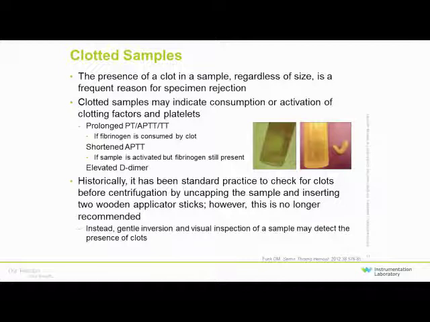So historically, it's been standard practice to check for clots before centrifuging our samples by uncapping them and then actually introducing 2 wooden applicator sticks into that sample. But that's really no longer recommended because that's actually not a practice that's ever really been validated, right? What do 2 sticks do when you put them in a coagulation tube? I don't think many people know, but there is a risk of activating samples, there's a risk of contaminating samples. So instead, what's actually recommended is gentle inversion and visual inspection to detect. Again, when you have 5 labels on a tube, that's very difficult to do.